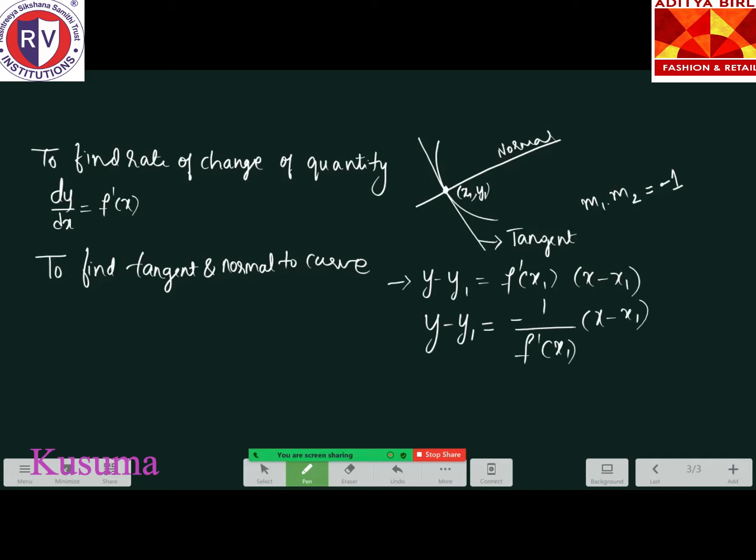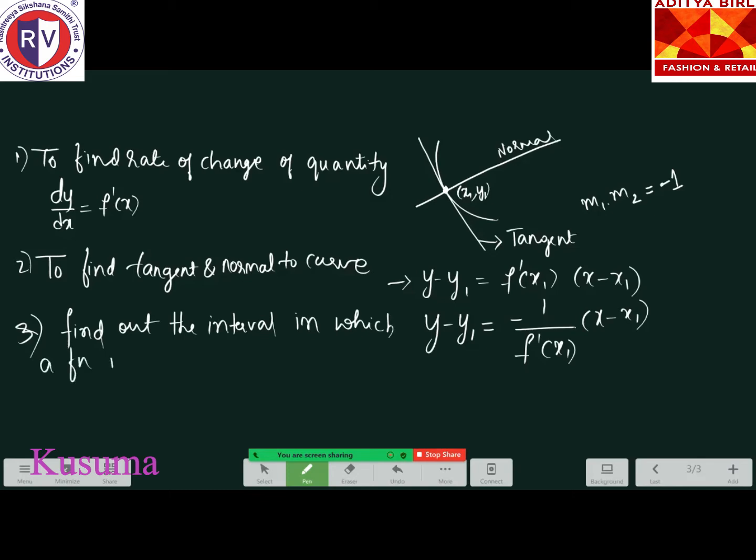So this is one application of derivatives. Another application: we can make use of derivatives to find the interval in which a function is strictly increasing or strictly decreasing. We can find out the interval in which a function is increasing or decreasing.